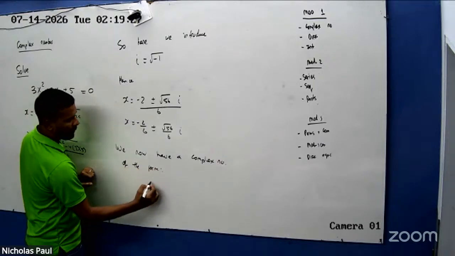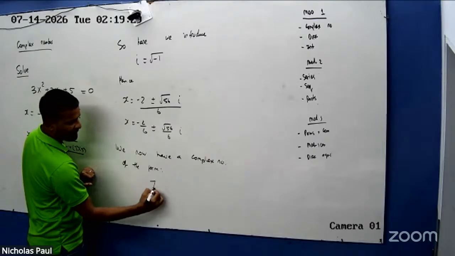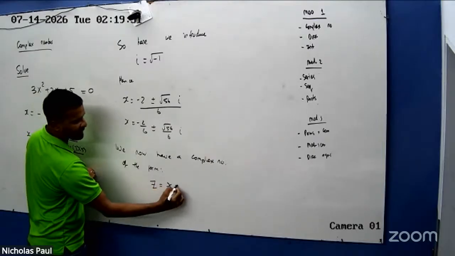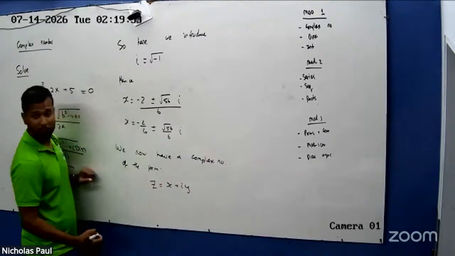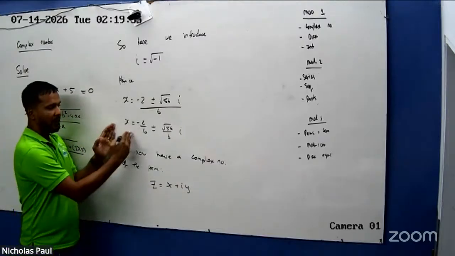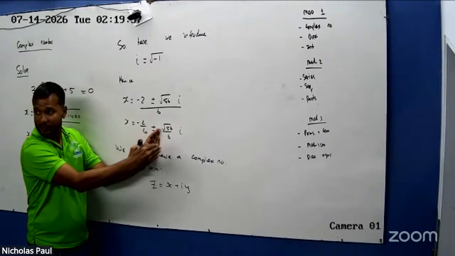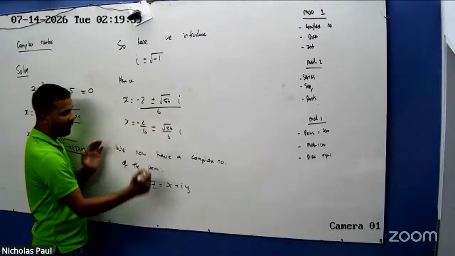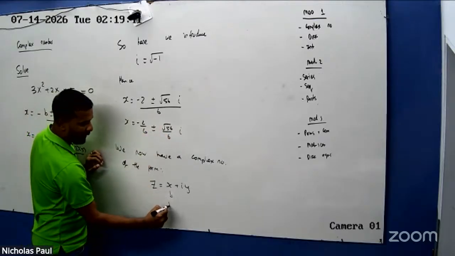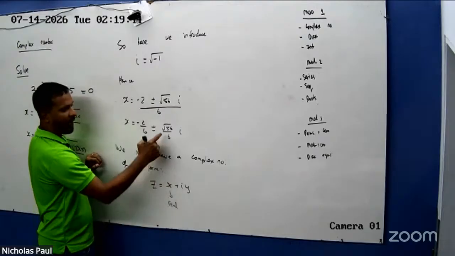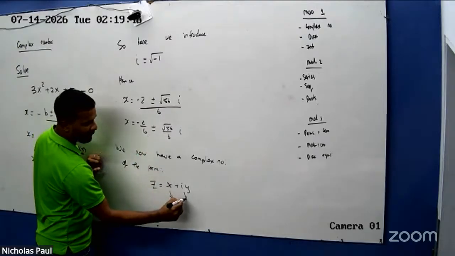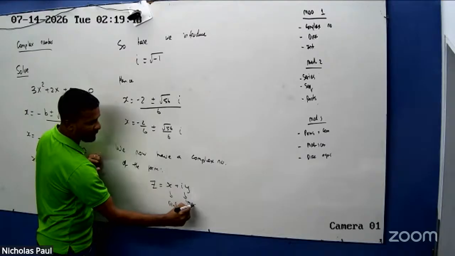We write complex numbers like this: z has an x and a y. Complex numbers have an x and a y part. This part here we call the real part, and this part here we call the imaginary part.